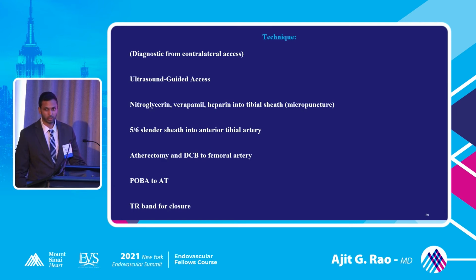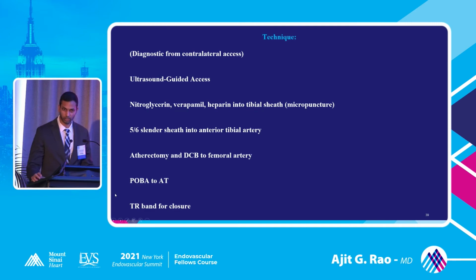I think it's really important that you make sure your patient's well heparinized. So I check an ACT and make sure it's 250 to 300. And then similar to what we do for radial artery access, I put in a 5/6 Slender sheath. So in this case, I put that into the anterior tibial artery.